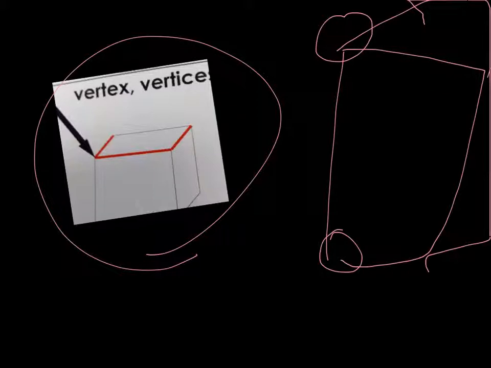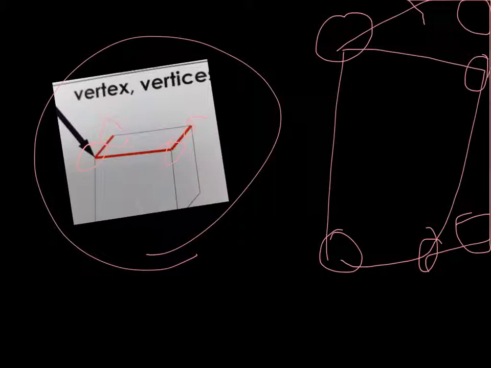That, here, here, here, and here. And those are vertices, like where that arrow's pointing at all of those.